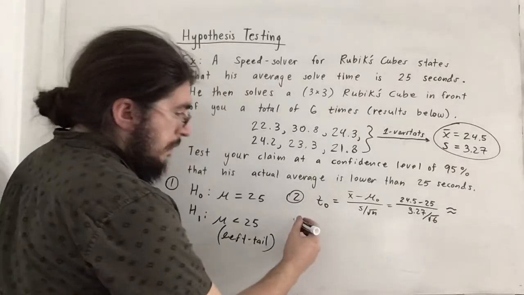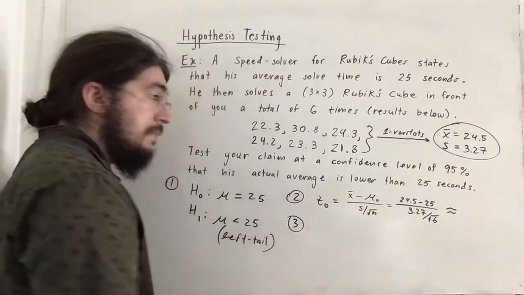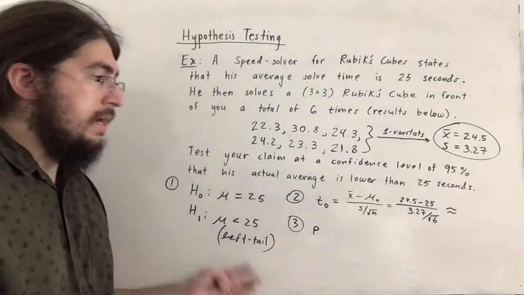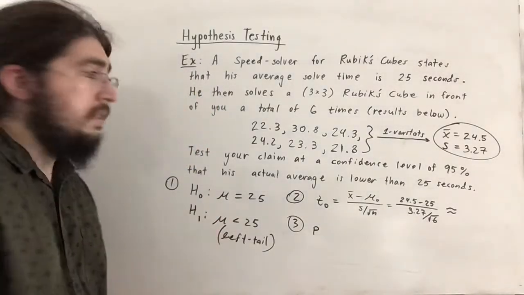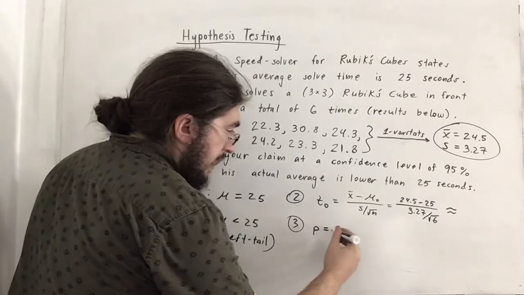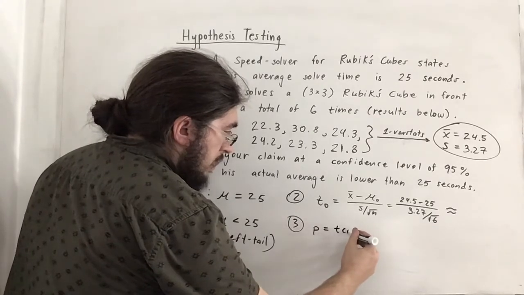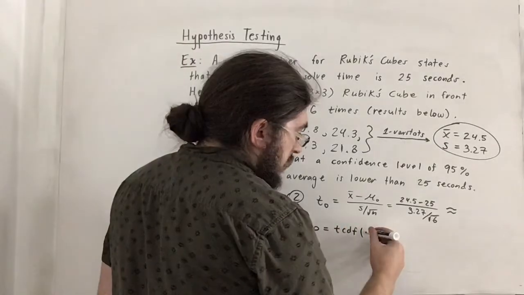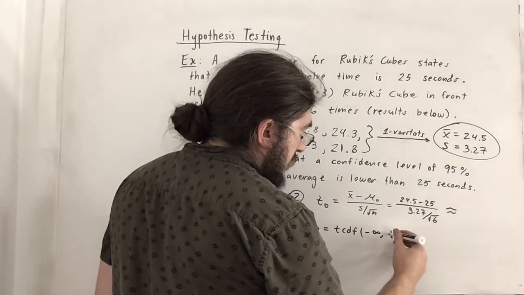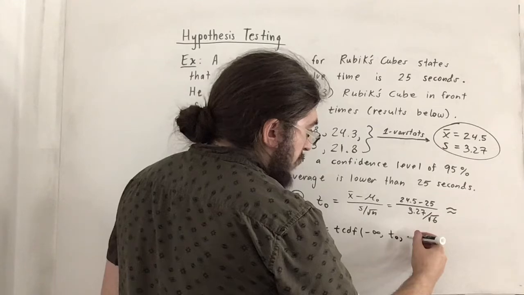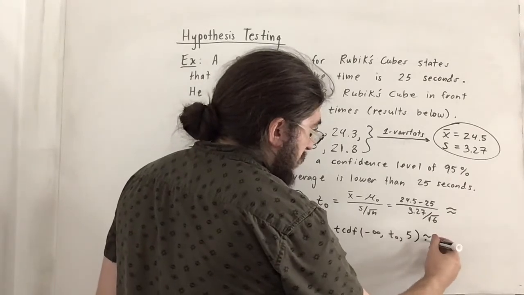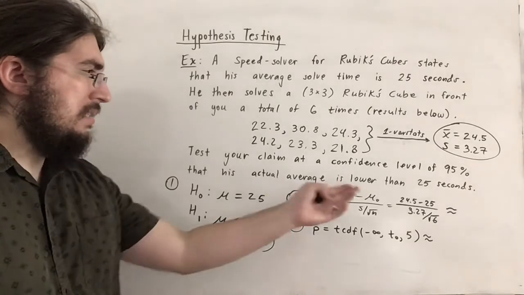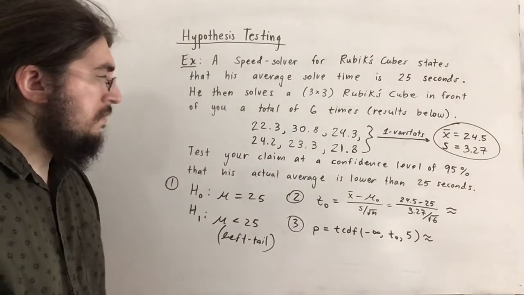We'll see what we get, but before we get there, remember that step 3 is finding the p-value. Now the p-value is going to be the area of this tail region. Now it's a left tail, so we're going to go from negative infinity. It's going to be a t area, so it's under the t curve. So it's going to be from negative infinity to our t value. And our degrees of freedom are 6 minus 1, which is 5. Okay, it's not very hopeful because this is pretty close to 25, but we'll have to see.